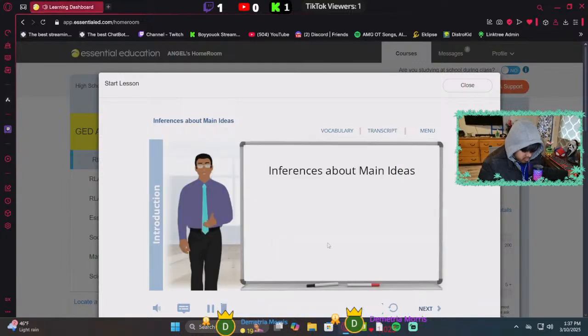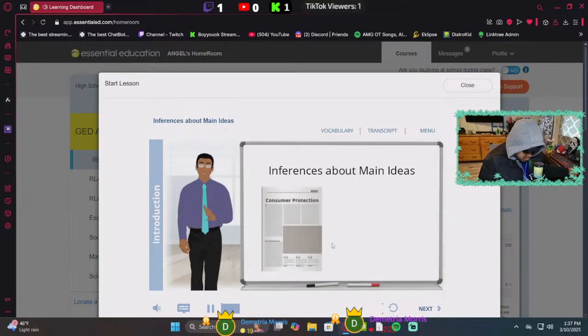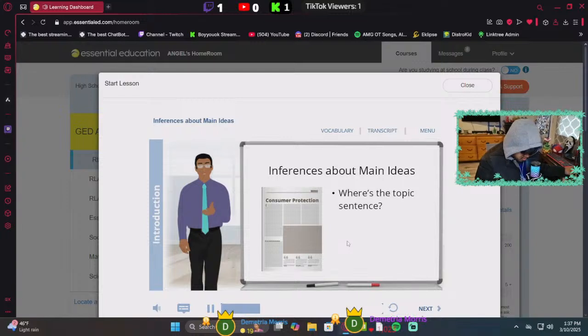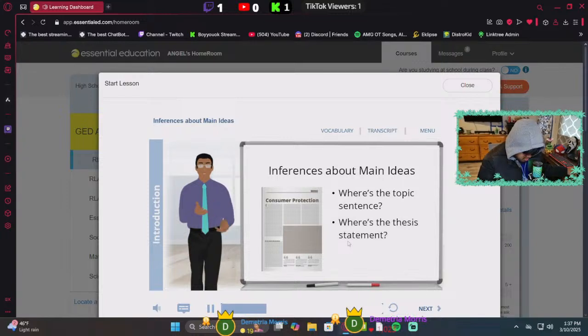I remember Dwayne coming to me with something he was reading. It was an article about what you can do to protect yourself as a consumer. And he said, "Where's the topic sentence in this paragraph? Where is the thesis statement in this article? I just don't get it." Maybe Dwayne's right and those things just don't apply to real life.